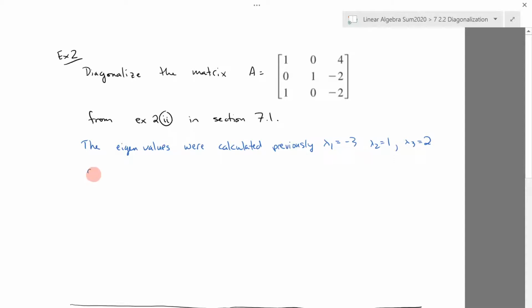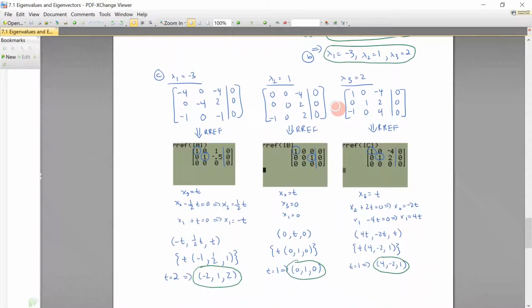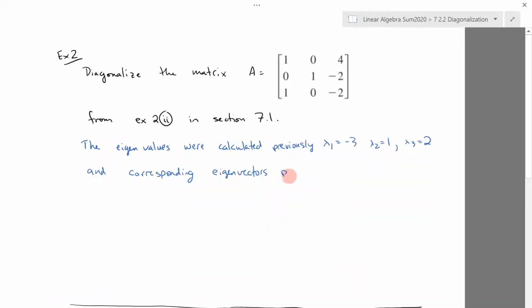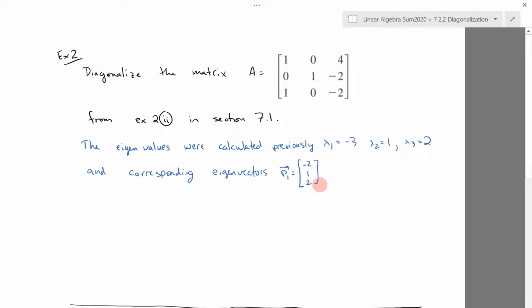And the eigenvectors, which we proceeded to calculate down here. So these were the eigenvectors. The first one, P1, is -2, 1, 2. P2 is 0, 1, 0. And P3 is 4, -2, 1. So step 1 again was done previously.